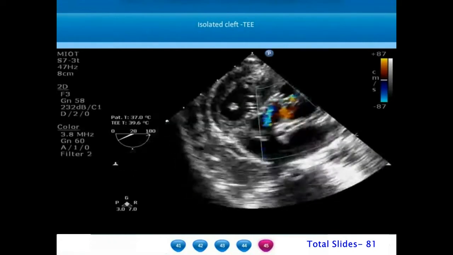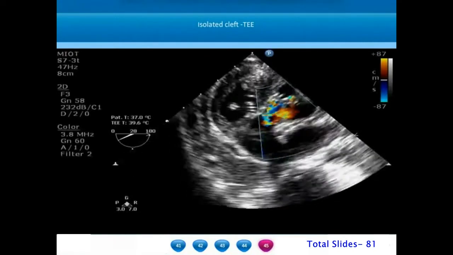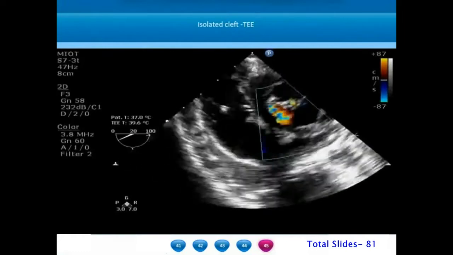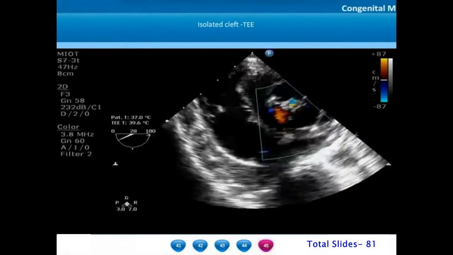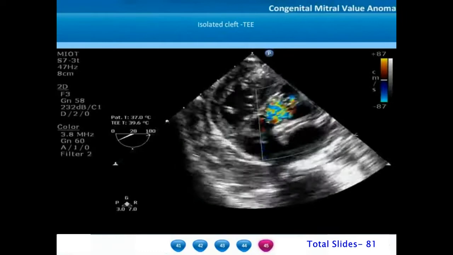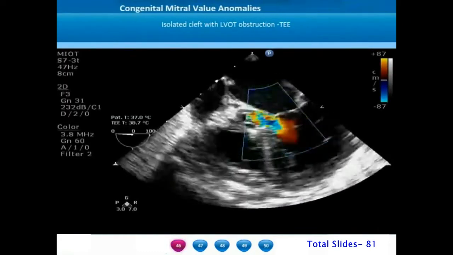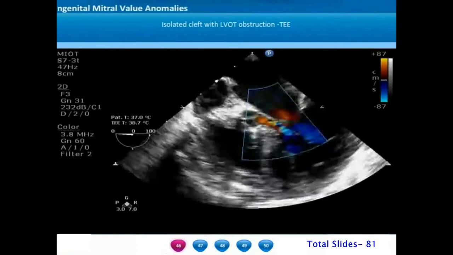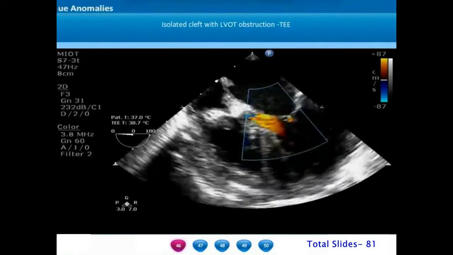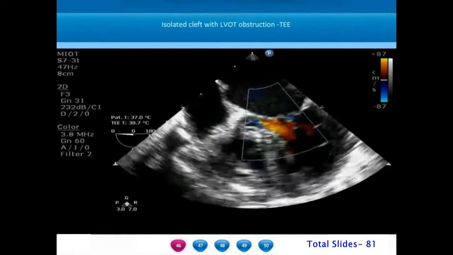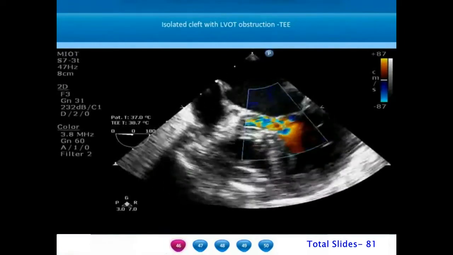On using color Doppler, we can appreciate the turbulence of the left ventricular outflow tract in the subvalvar region caused by this cleft chordae. On the mid-esophageal view of transesophageal echo, we can notice the subvalvar left ventricular outflow tract narrowing caused by this shortened cleft chordae.